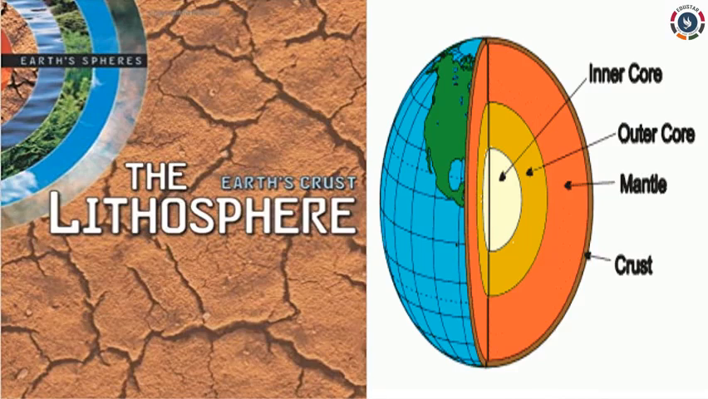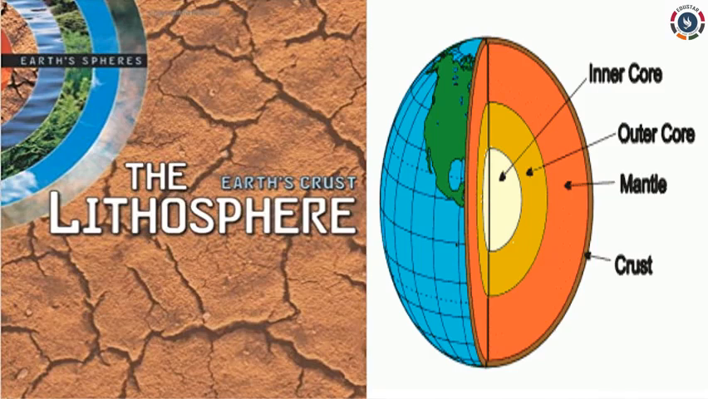Components of the earth. These include lithosphere, hydrosphere, atmosphere and biosphere. First we will see about lithosphere. Lithosphere is the realm of land.